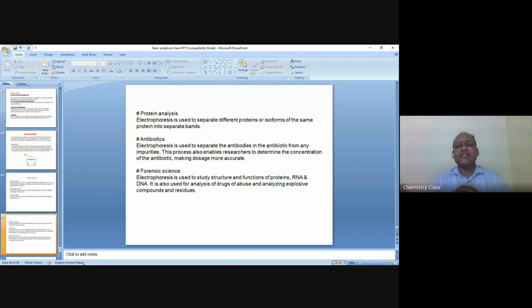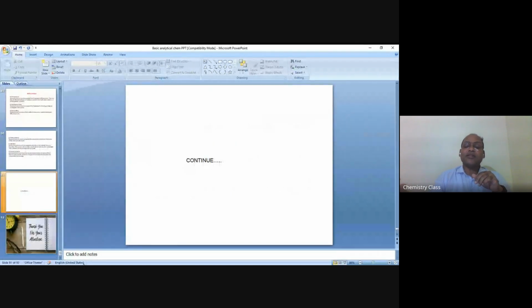Antibiotics. Electrophoresis is used to separate the antibodies in the antibiotic form from any impurities. These processes also enable researchers to determine the concentration of the antibiotic, making dosing more accurate. Then forensic science. Electrophoresis is used to study the structure and function of protein, RNA, and DNA. It is also used for analysis of drugs of abuse and analyzing explosive components and residues. So these are the things.